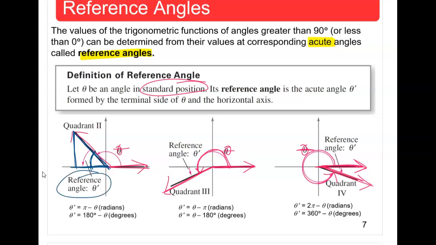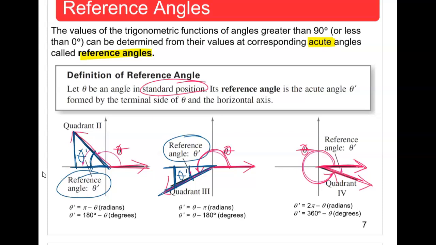Okay, let's look at the second example. So I'm going to use the terminal side, and I'm going to draw a perpendicular line with the x-axis. And so the angle that is between that x-axis and my terminal side now, that is the reference angle theta prime. That is theta prime.